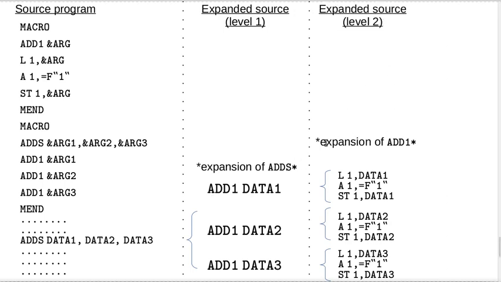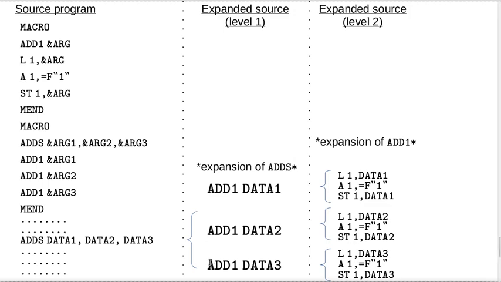In this case we have the expansions of macro ADD1. For the first macro call instruction, ADD1 data 1, we will have the 3 load, add, and store instructions, where the load and store instructions will be using data 1, which is passed as an argument to the macro call for ADD1. Please make sure you understand this. Similarly, ADD1 data 2 will have an expansion where the load, add, and store instructions will be replaced, and in the load and store instructions data 2 will be replacing the dummy argument. So this is again the expansion of the second ADD1 call.